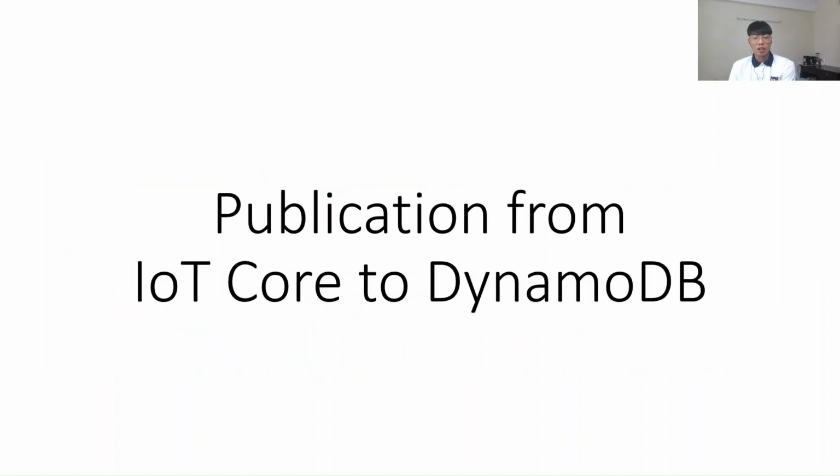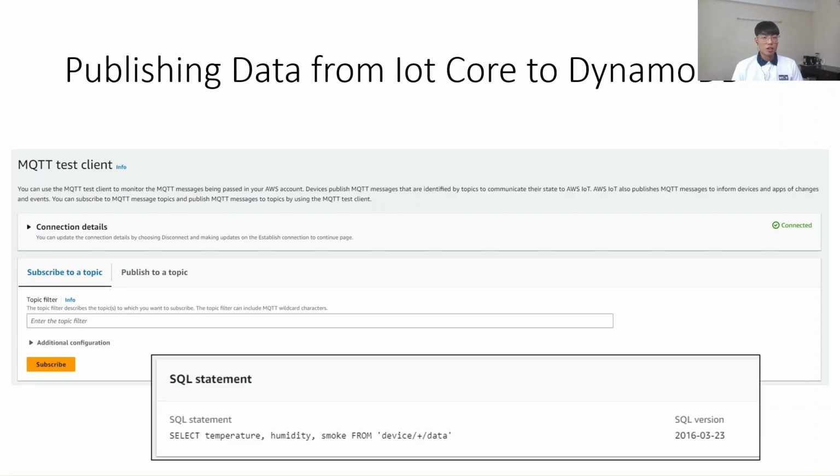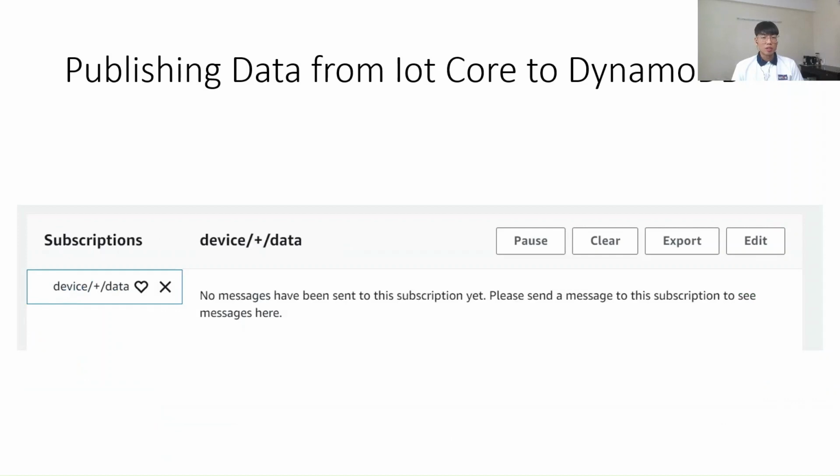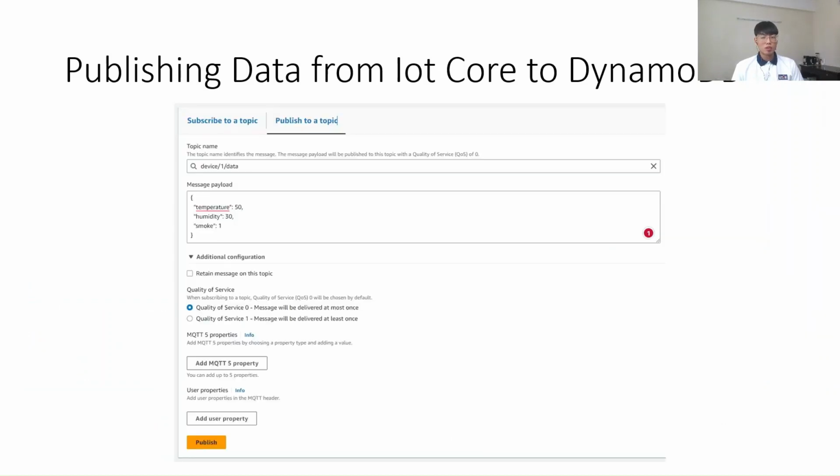After that, I will show you how to publish the data from IoT Core to the DynamoDB. Okay, so you go to the IoT Core and select MQTT test client, and you should enter a topic filter for the subscription. The name of the topic filter you can view from the SQL statement just now, which is device/+/data, and click subscribe. And you should see the subscription below, and that's in the publish to a topic tab.